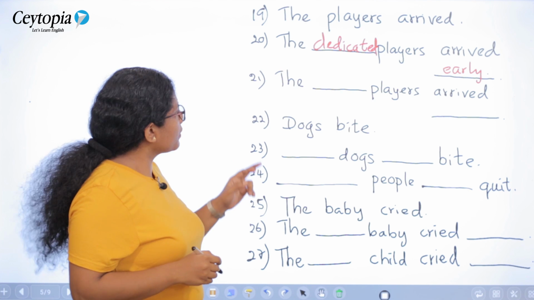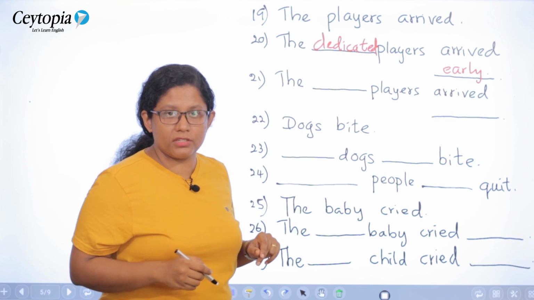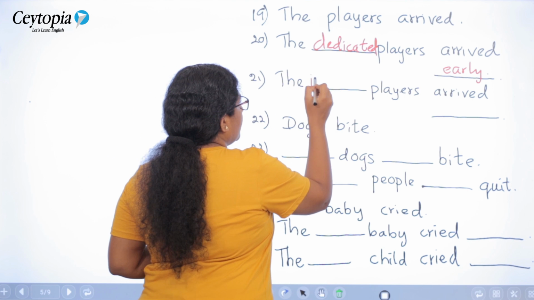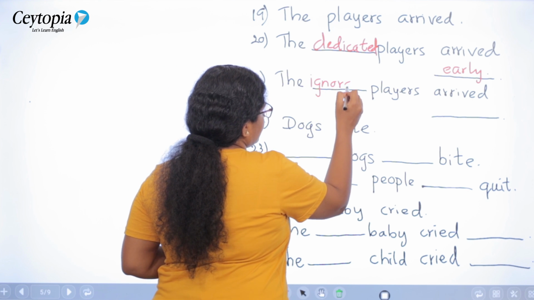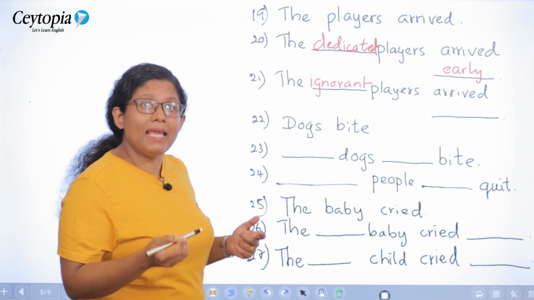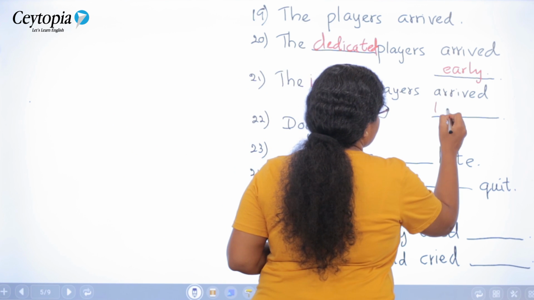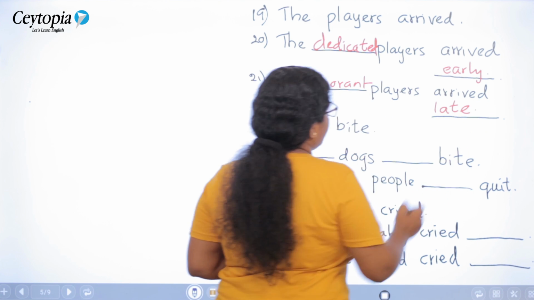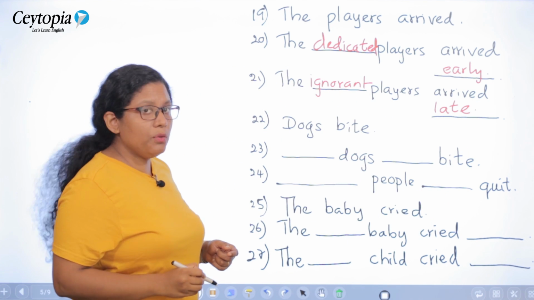Number 21. The players arrived. This time we have ignorant players. The ignorant players arrived late. We have a different adjective and an adverb.